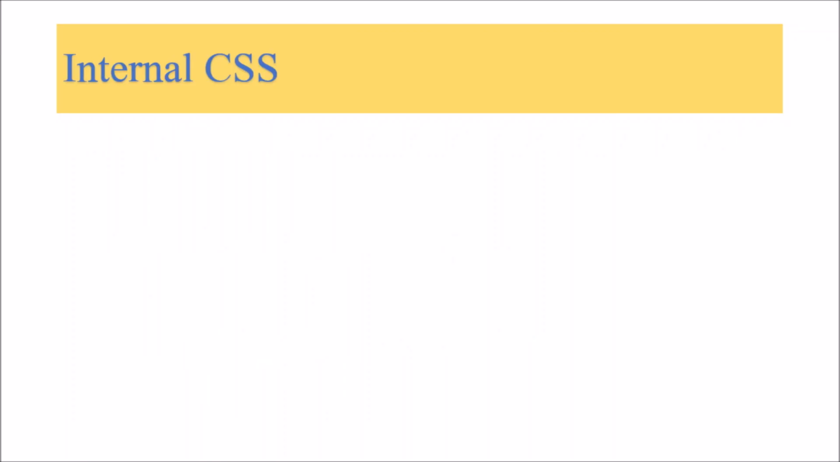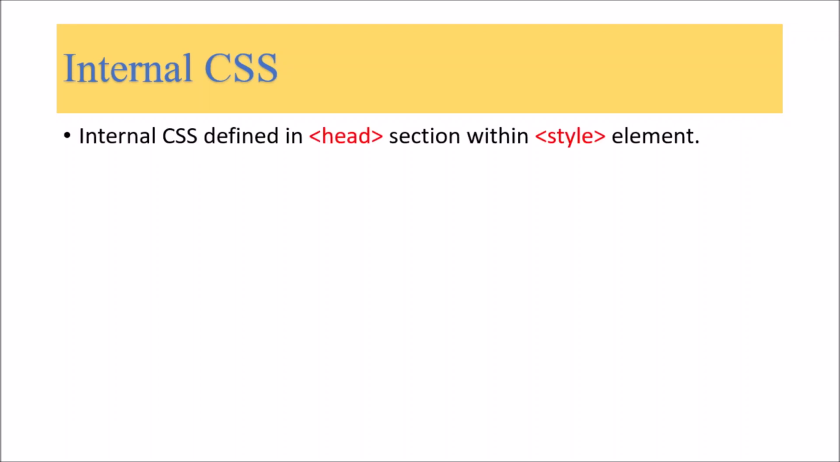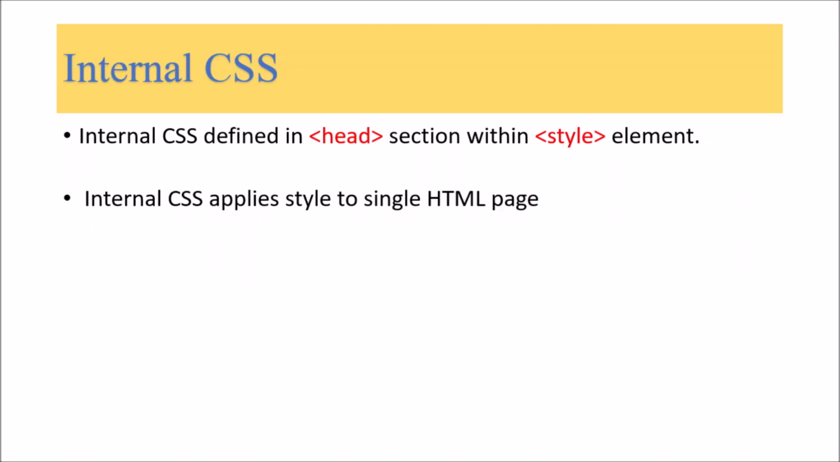Now next, the second type of CSS is the internal CSS. In case of internal CSS, you have to define the CSS in the head section using the style element. So you will have the head tag and the closing of the head. In between the head tag you have to write the style element, and in between the style tags you have to assign the property value pair to the particular selector. So internal CSS applies style to the single HTML page.